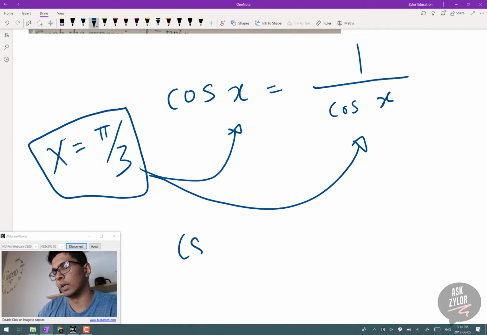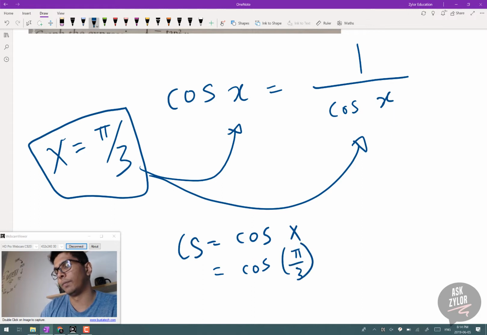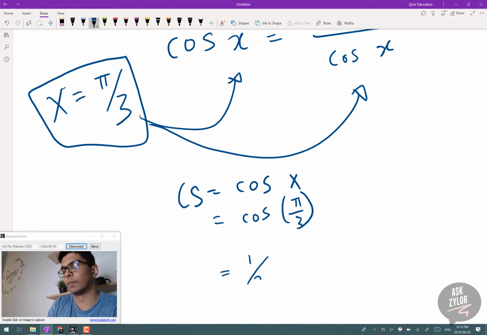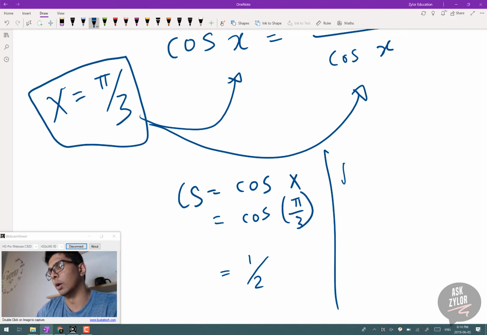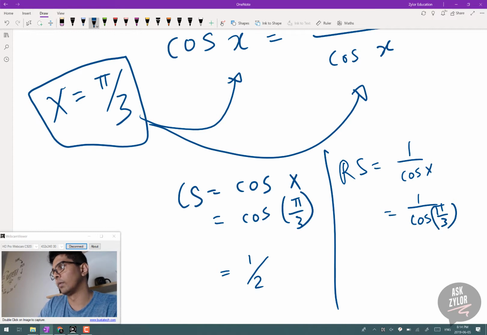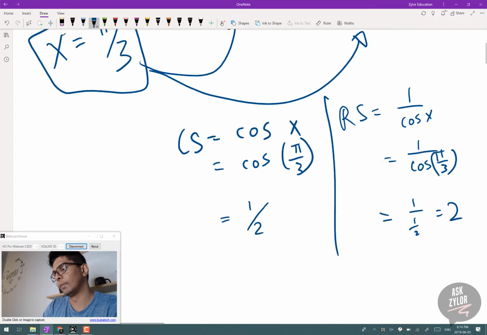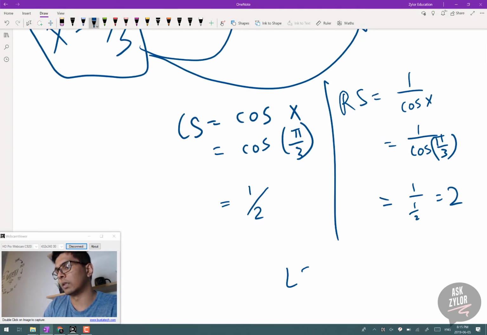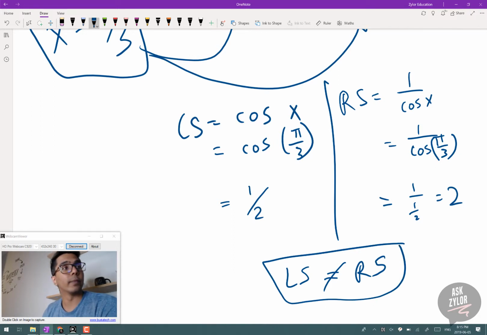So what we do is the left side is equal to cos x. So if we plug in pi over 3, cos of pi over 3 should give me 1 over 2. Right? Now if we do the right side, we did get 1 over cos x. So if we plug in 1 over cos of pi over 3, we end up with 1 over 1 over 2, which gives me 2. Right, so this is clearly the left side is not equal to the right side, so it's not an identity.